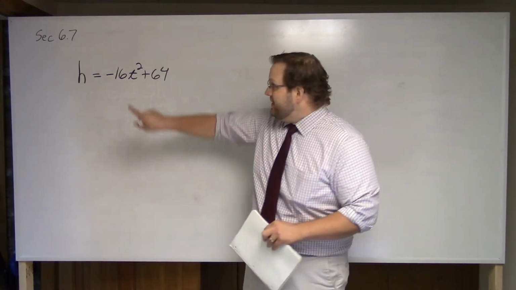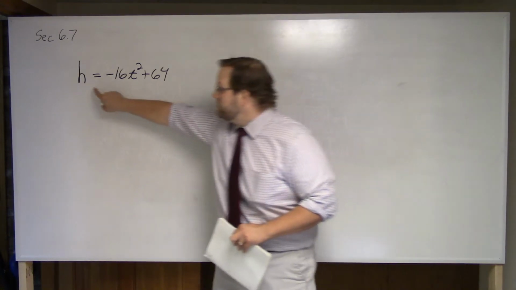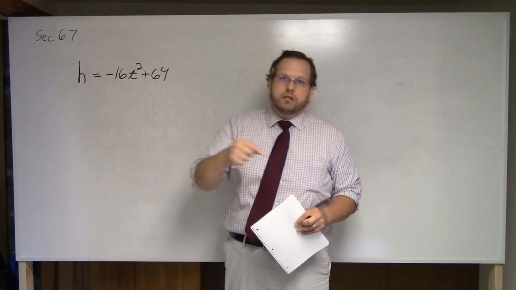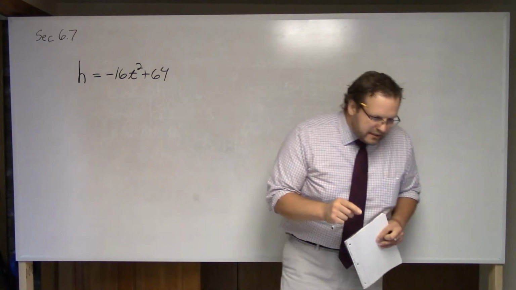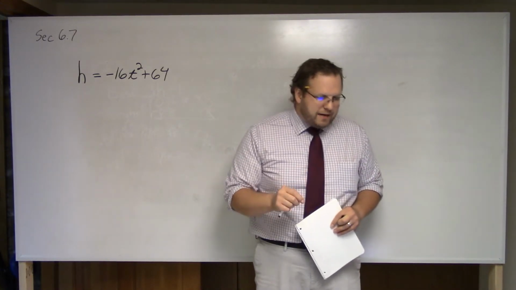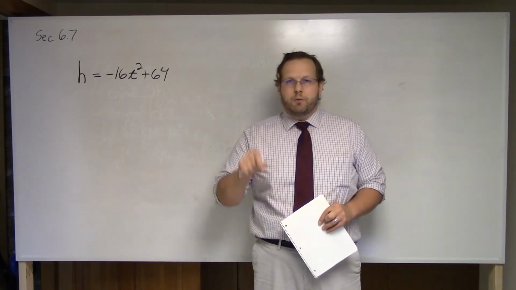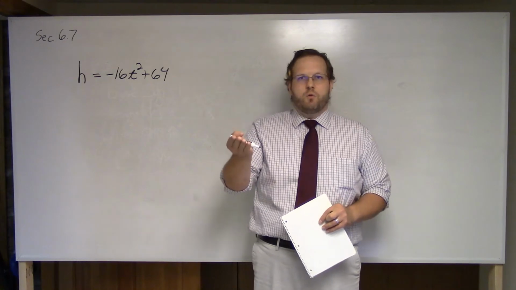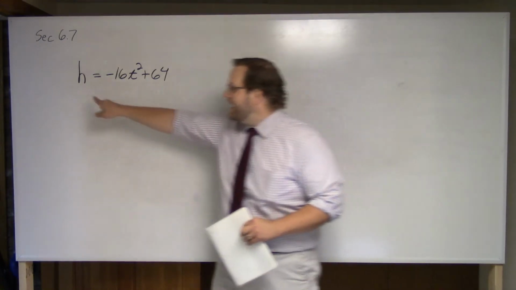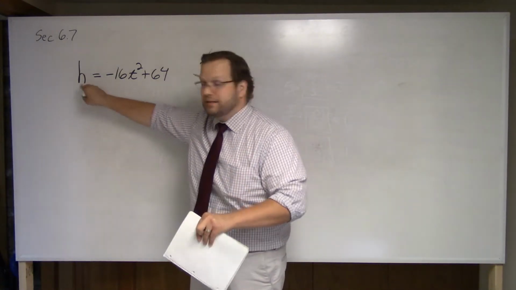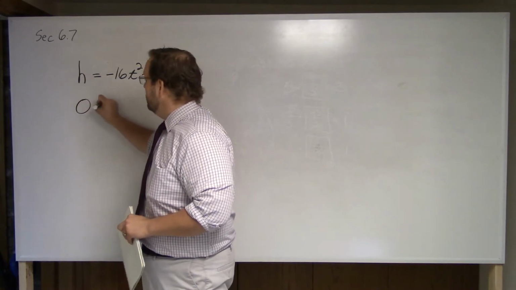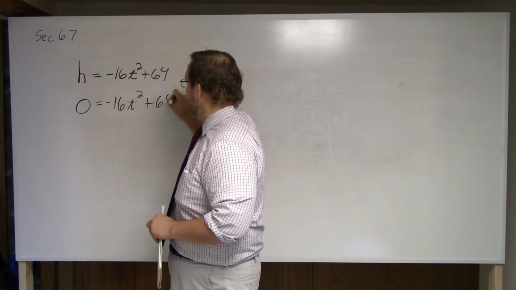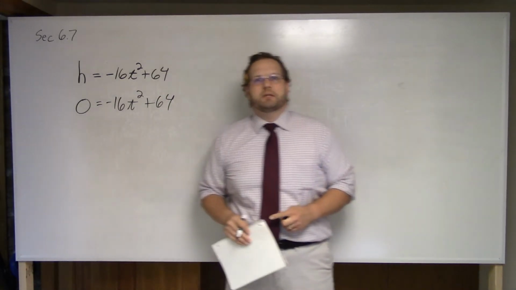Now, this is not all we need, because we have 2 unknowns that can't be solved with only a single equation. So let's go back to the problem. It says, find how long it takes a diver to reach the pool. Now when I reach the pool, I'm hitting the water. I'm not above the water at all. So my height above the water when I hit it should be 0. And now I have something to solve.